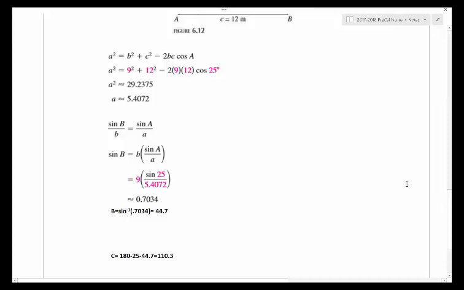So now I've got 3 angles, so I take 180 minus 25 minus 44.7, and it equals 110.3. And that is my answer. And that concludes our lecture.